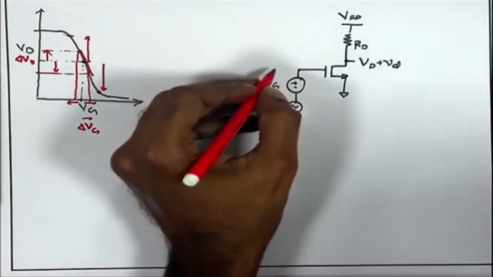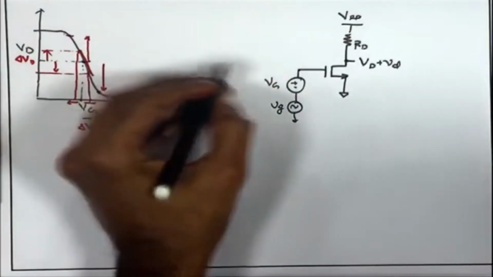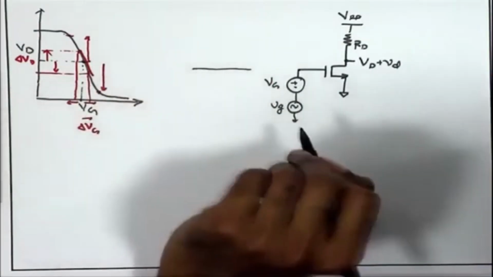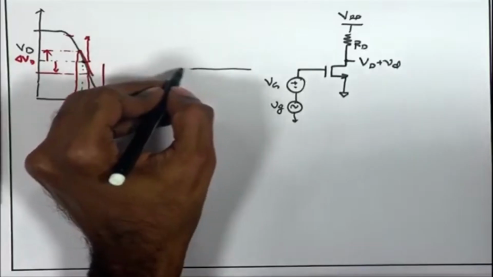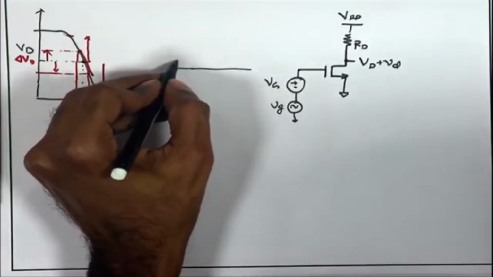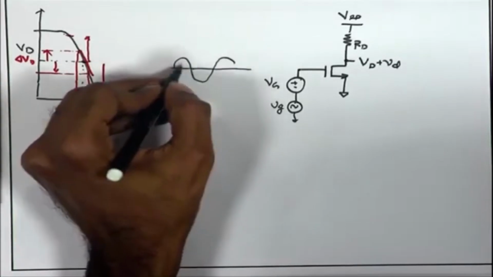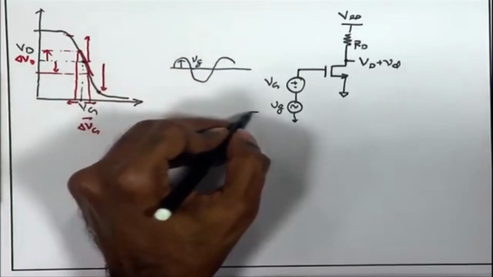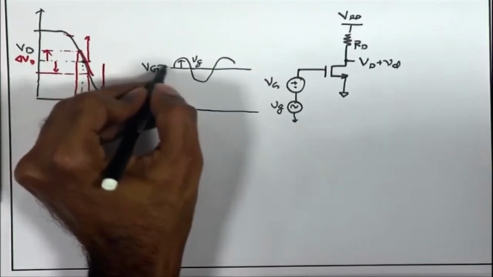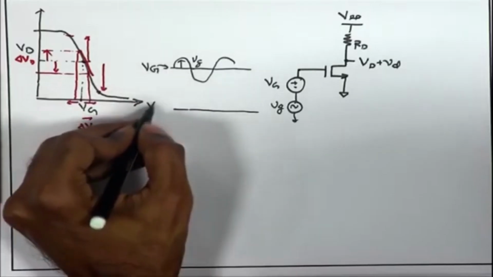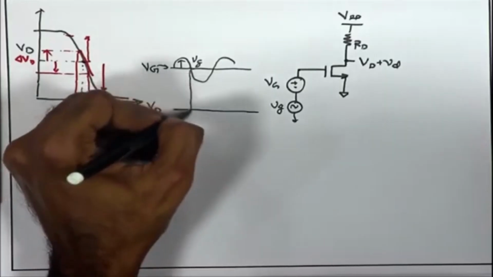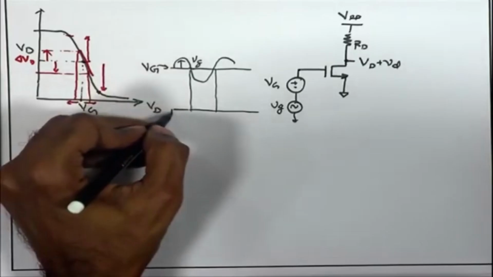So, as compared to the DC gate voltage Vg, if my input signal is going up by small vg, corresponding to this, this is the DC level Vg. Corresponding to this, my Vd is going to have the opposite excursion, but magnified.